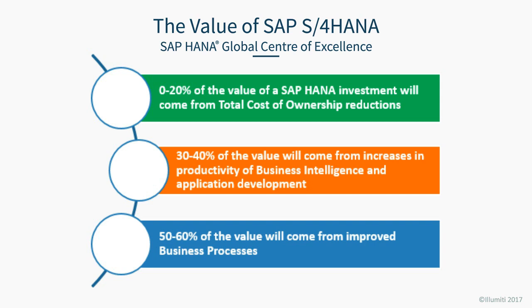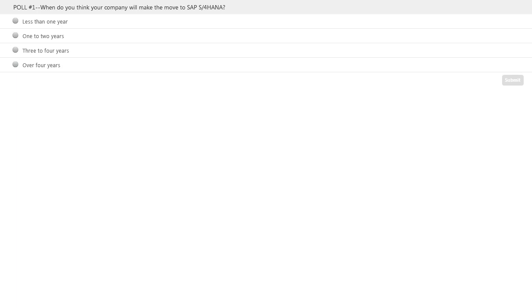Okay, thanks very much. We actually have 2 poll questions we would like to ask back to back. So we want to know from our audience, when do you think your company will make the move to SAP S/4HANA? Is it in less than 1 year, 1 to 2 years, 3 to 4 years, or over 4 years? So please give us your feedback, share with your colleagues here. We'll show the results in a few moments. And of course, we are going to take questions at the conclusion of the event. So we want to make sure that you submit your questions and we answer as many as we possibly can.